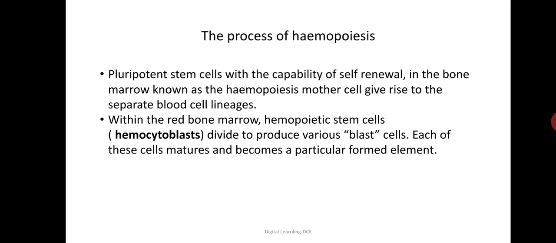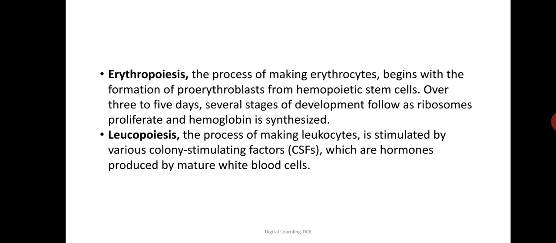Hemopoietic stem cells are bone marrow cells that are capable of producing all types of cells. They differentiate into one or other type of committed stem cells. They are also called progenitor cells. These in turn form the various differentiated types of blood cells. Within the red marrow, hemopoietic stem cells, also called hemocytoblasts, divide to produce various blast cells. Each of these cells matures and becomes a particular formed element.